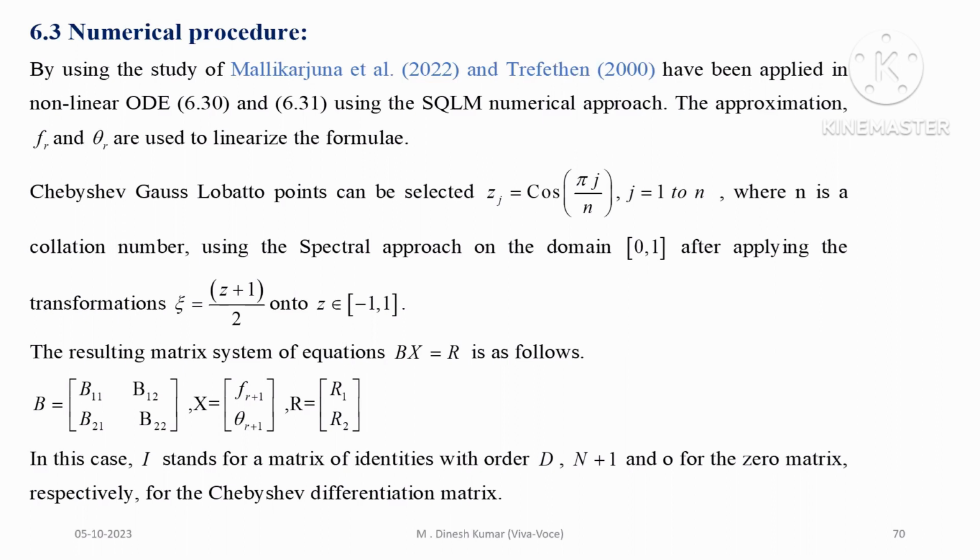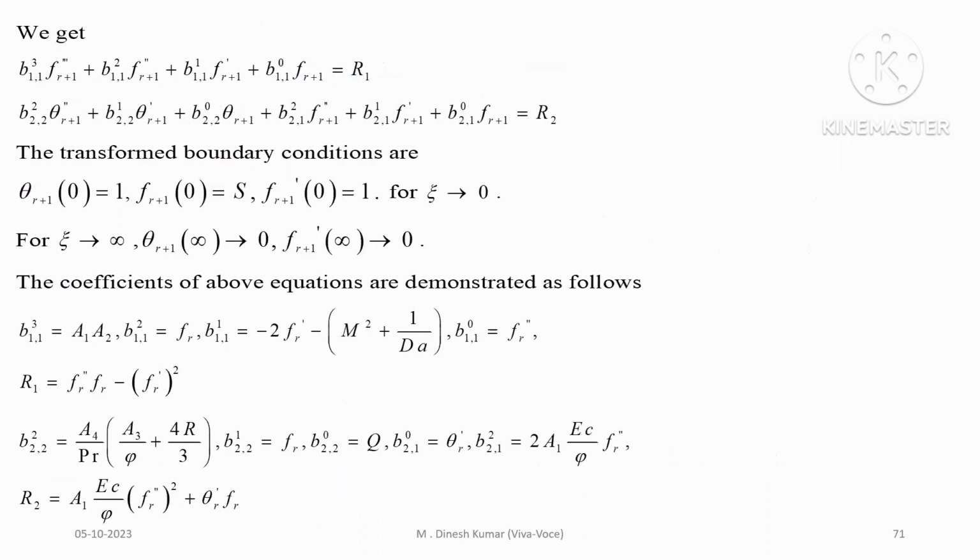Velocity and temperature we need to find. After finding that, we write it in the form Bx equal to R. Finally, we get the result. As I said earlier, we choose the residues for the given governing equations: R1 for the momentum equation, R2 for the energy equation. Those residues we will check. That 1 power 3 represents the first equation, first variable, third derivative.